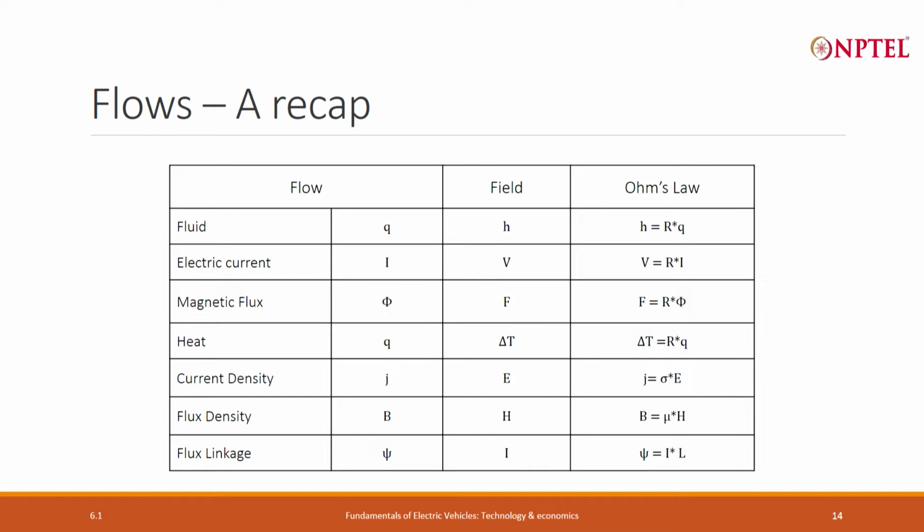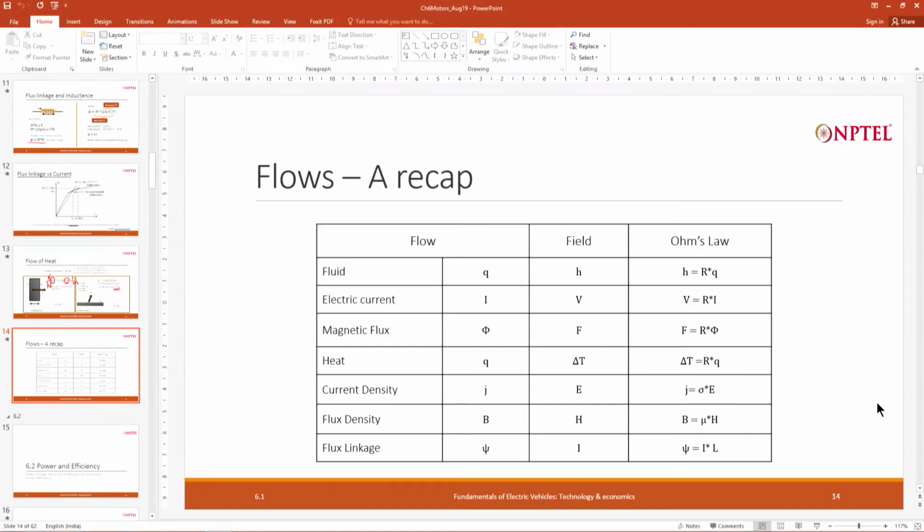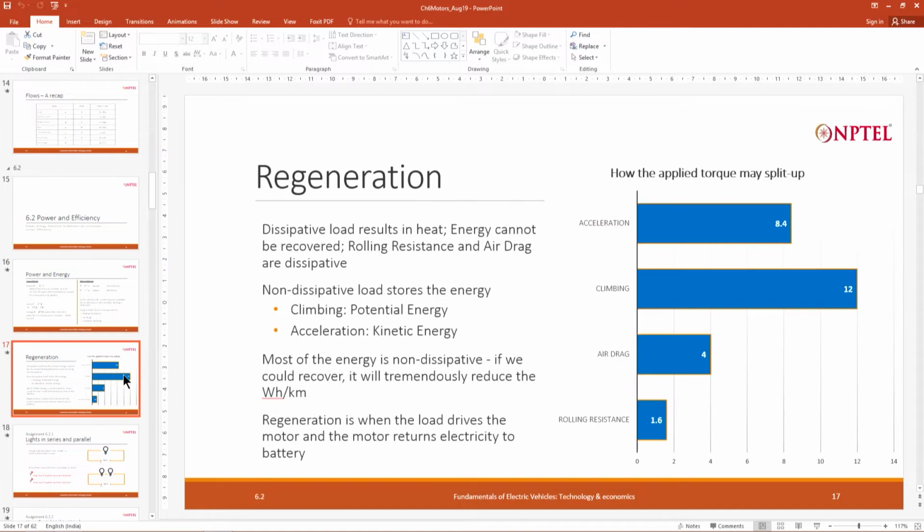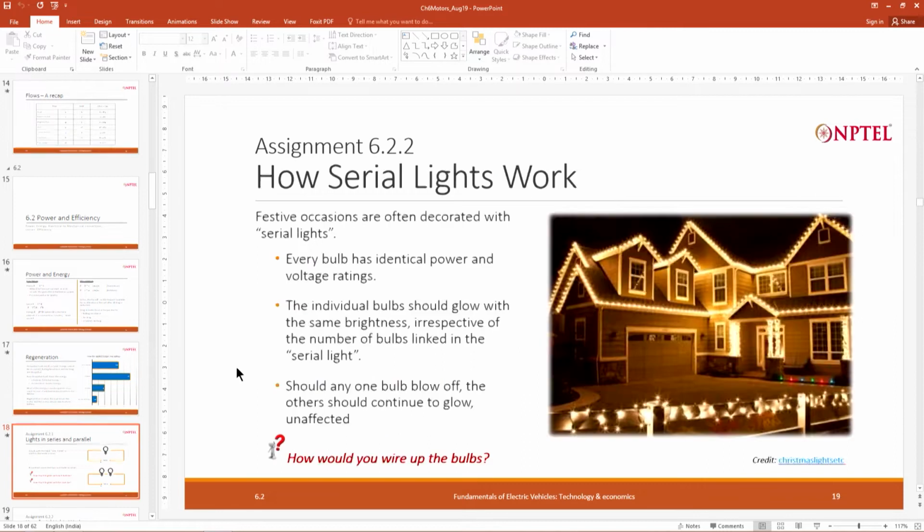So, this is broadly what we covered last time, and then we went on to examine what is power, how is it related to energy, how is mechanical power related with electrical power, and the losses along the way which contribute to loss of power, and therefore, the efficiency is always less than 100%. And we examined what is called regeneration, which comes from the idea that some losses are dissipative, whereas some others are not dissipative, they result in storage of energy. We could possibly recover that and put it back in the battery.